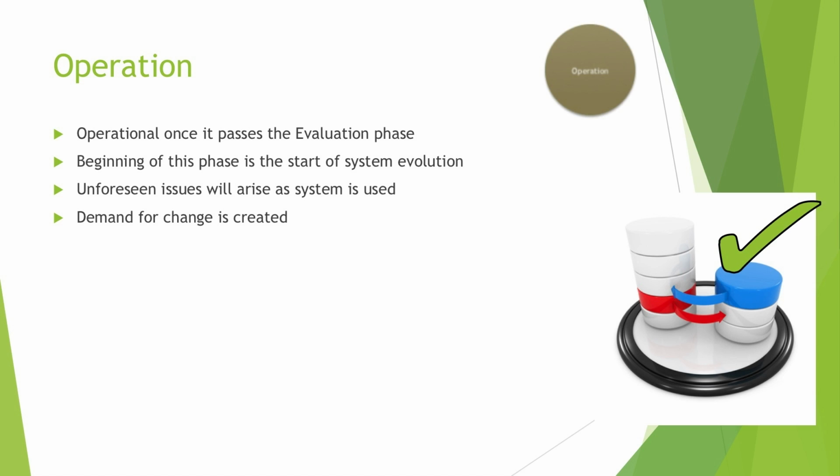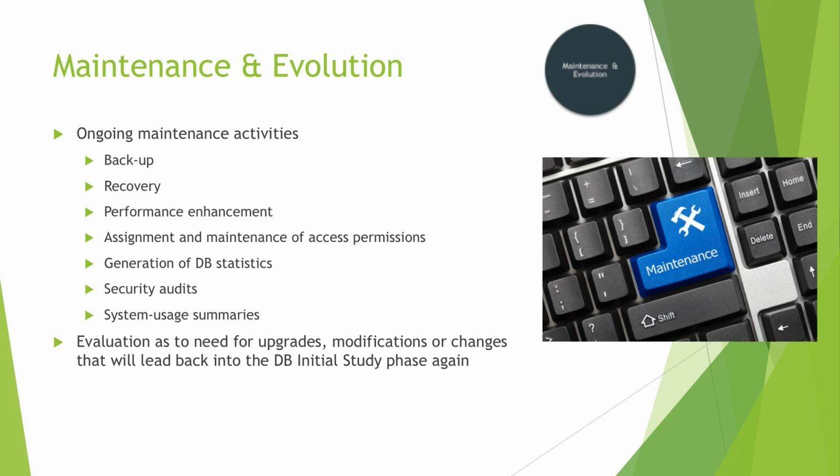This phase is also the phase from which system evolution can start. It's normal that as a database is in ongoing operation, that unforeseen issues may arise, or that there may be a demand for changes to the system created by business need or outside factors. So operation is your normal day-to-day kind of mode, but keep in mind that you may be pushed out of operation into evolution as changes are required. And the final phase we'll talk about is maintenance and evolution.